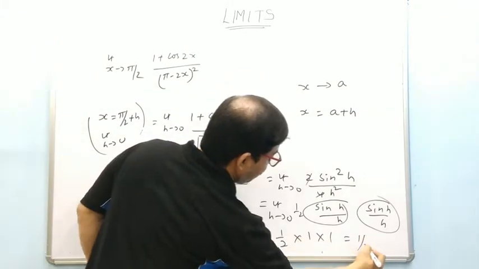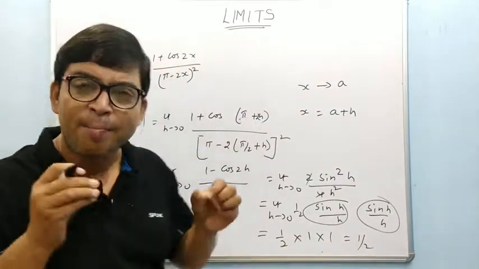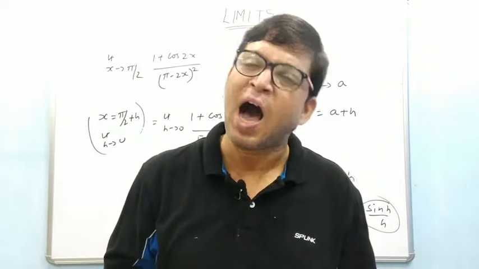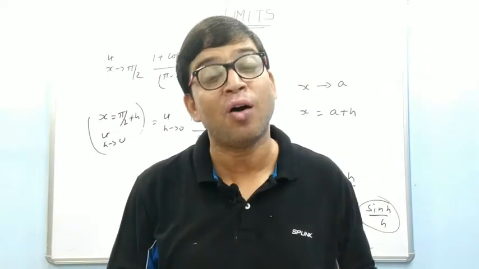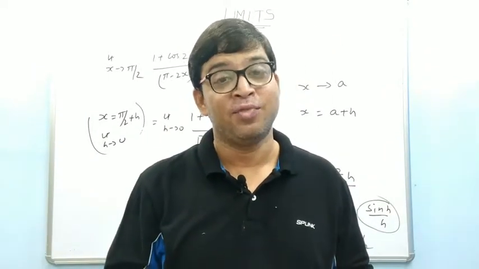So 1 by 2. Hope you are completely understanding how to tackle the problems of trigonometrical limits. For the time being, thank you.